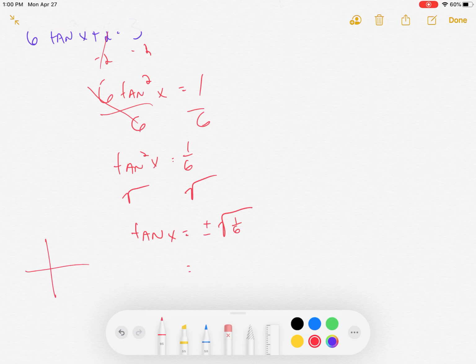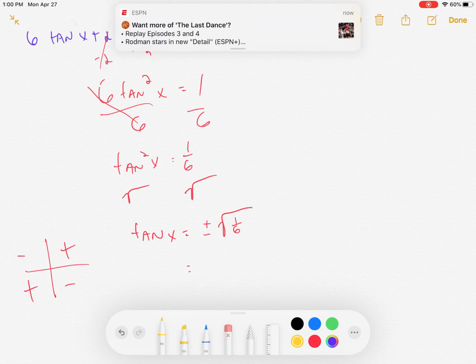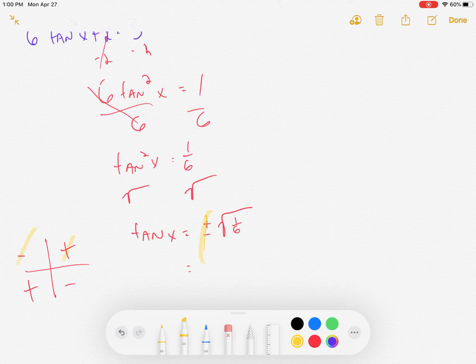Now, why is that plus minus important? Because remember, tangent is positive here and here. Tangent is negative here and here. This plus minus now tells us that we want answers in all 4 quadrants. The plus minus tells us we should have 4 final answers here.